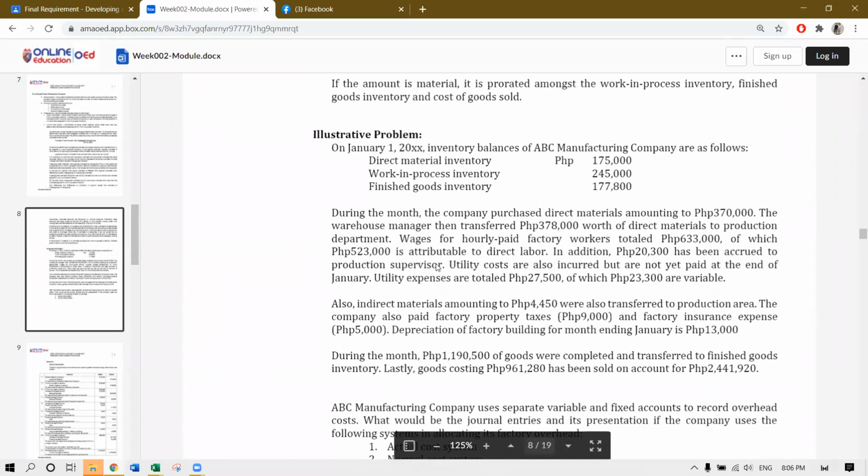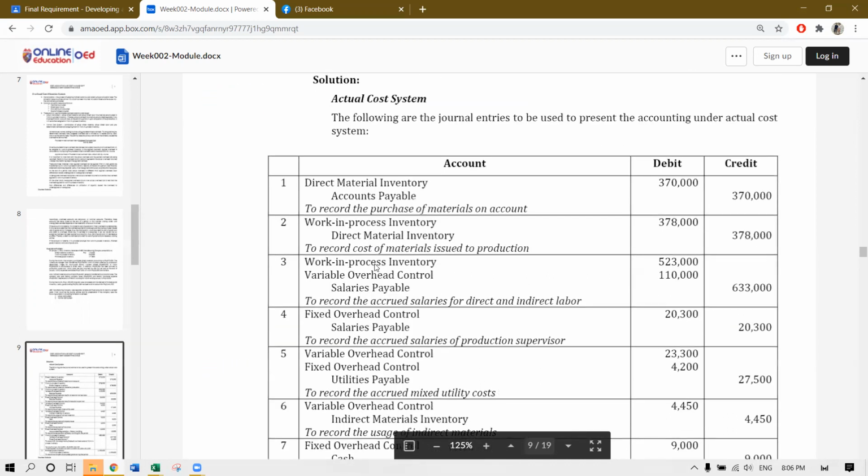Accrued to production supervisor, opo diya. Of which direct labor. 633 minus 523, 110. Adi ha, 110 an excess inihiya. 633 nga total nga hourly nga rate for factory workers, 523 la kunuan attributable to direct labor. So 633 minus 523, amo naan variable overhead control.